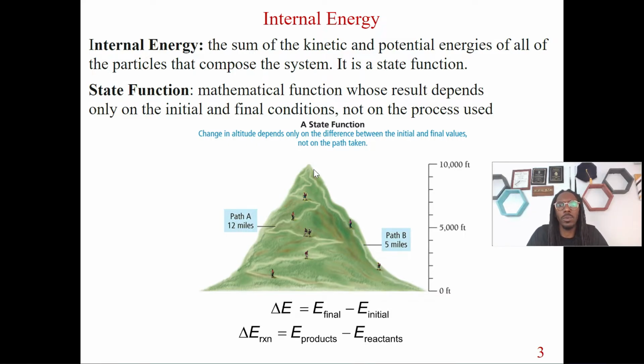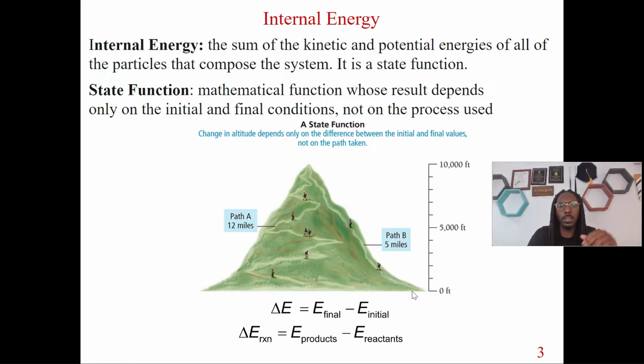Now, the key thing with state functions is that we said we only care about the initial and final conditions. So in this case, when we're on this mountain, he starts off at 0 feet with the altitude. We're all on the same level. But once he reaches the top of the mountain, he's going to reach 10,000 feet. Cool. But let's compare him to guy B.